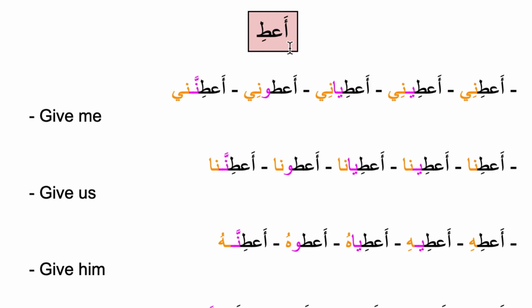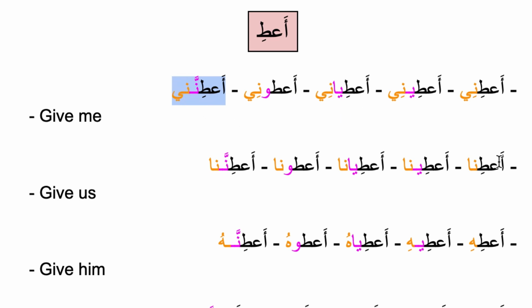Now the next example would be with the verb أعطي, and that means give in English. أعطني, when I ask a singular male to give me. أعطيني, when I ask a singular female to give me. أعطياني, when I ask both, two people, to give me. أعطوني, when I ask group of male to give me. أعطنني, when I ask group of female to give me.